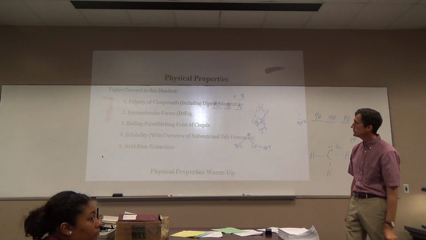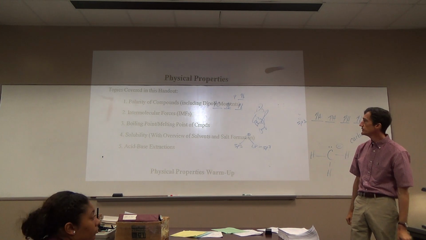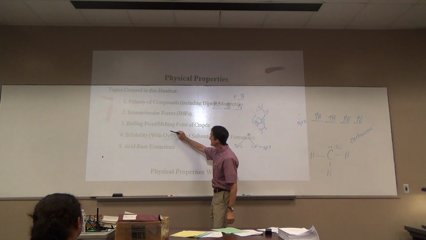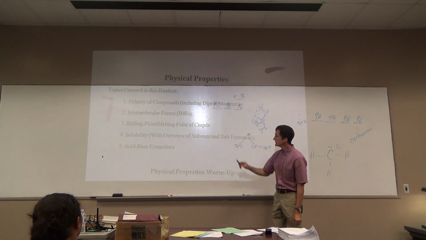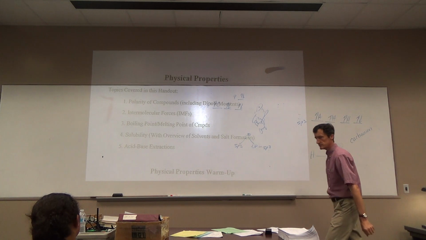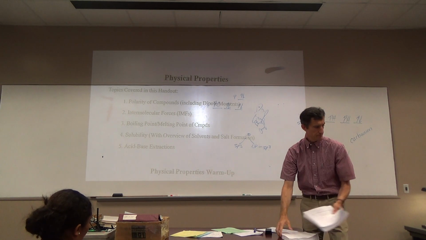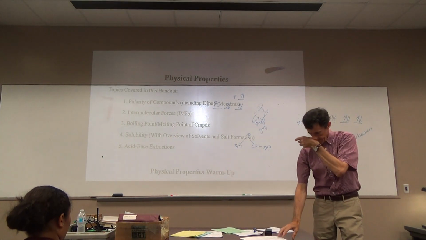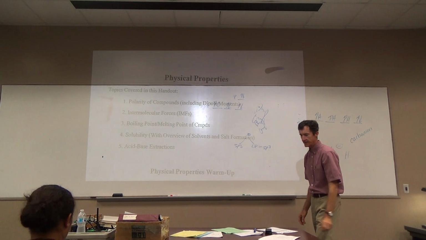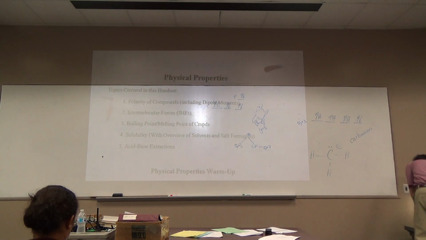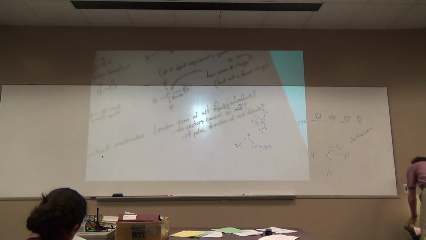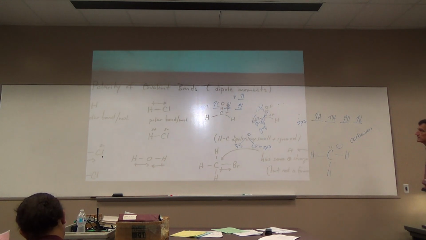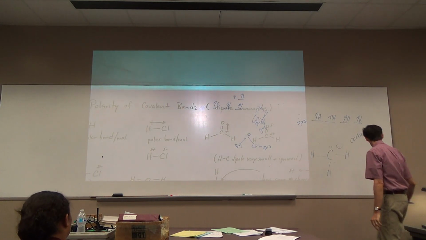Okay, physical properties, including things like solubility, which we'll be doing in lab this week. This handout includes polarity, IMFs, boiling point, melting point, solubility, solvents, acid-base extraction. Handout today. Sorry I didn't get it earlier. It's one handout, just take one. That's your acid-base handout. Some warm-up questions there, and on the back side there. And we're ready to look at polarity.